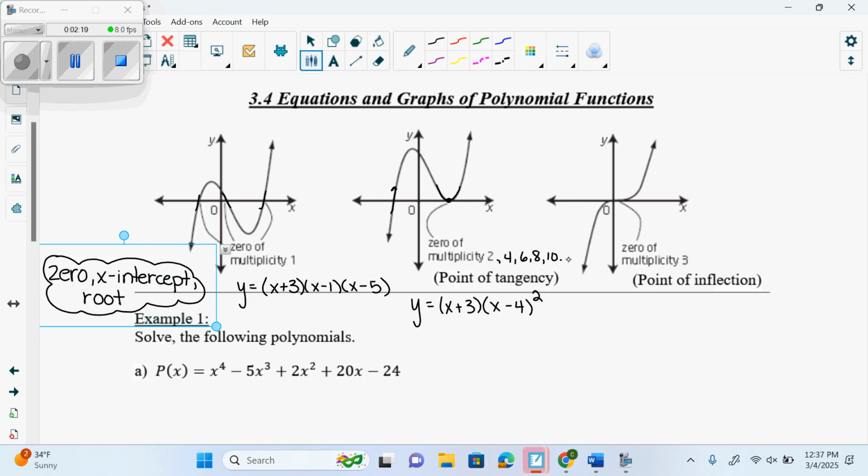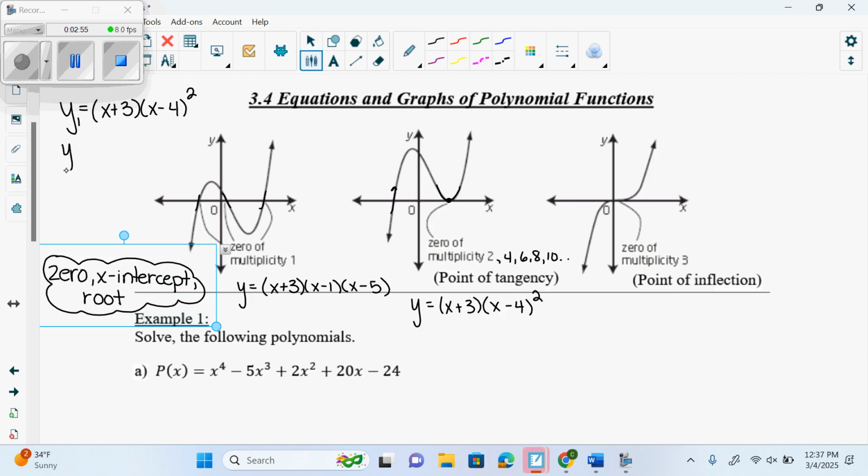In your calculator, can you put this? Y equals x plus 3, x minus 4 squared into your y1? So it's going straight through at -3, but it's bouncing tangent at 4, correct? At +4? Okay, what happens? So that would be multiplicity 2, still tangent, correct?